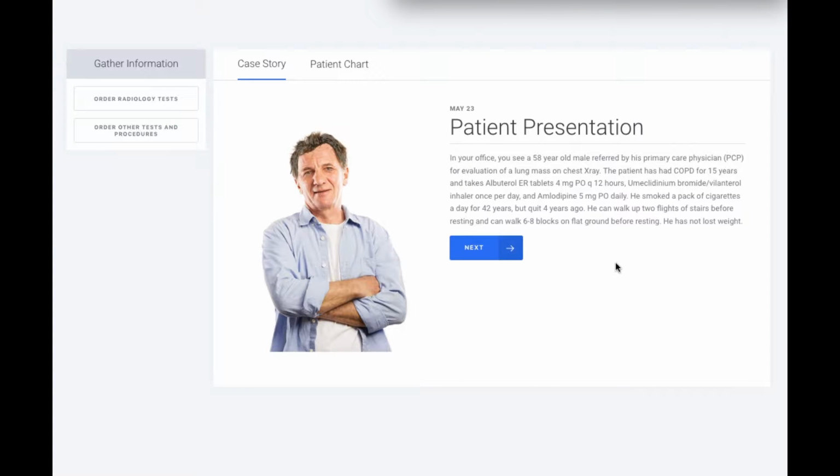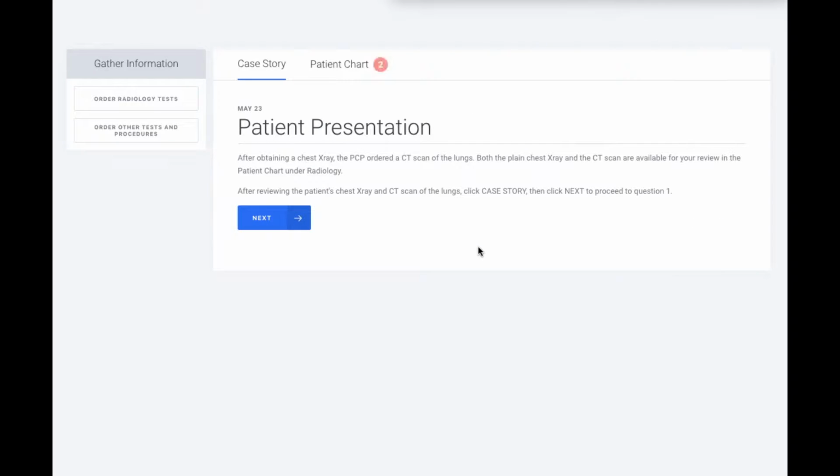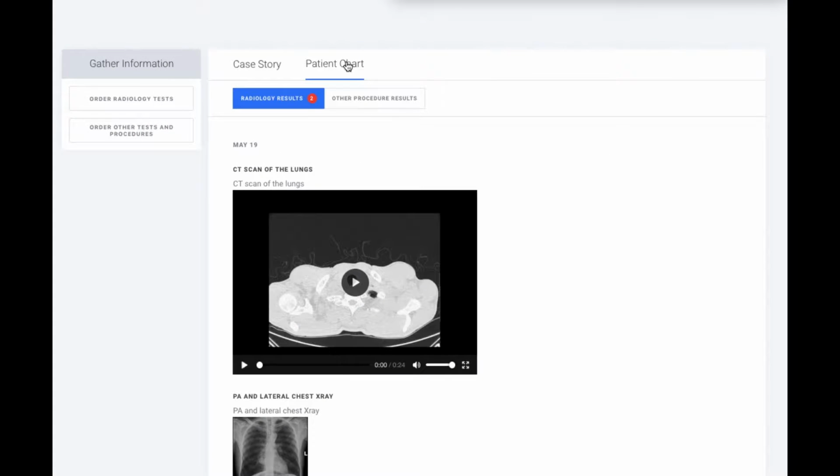In this case, we have a 58-year-old male who has seen his primary care physician and has a lung mass on his chest x-ray. He has a history of COPD, a chest x-ray and CT scan have been ordered by the primary care physician, and they are available in the patient record to review.